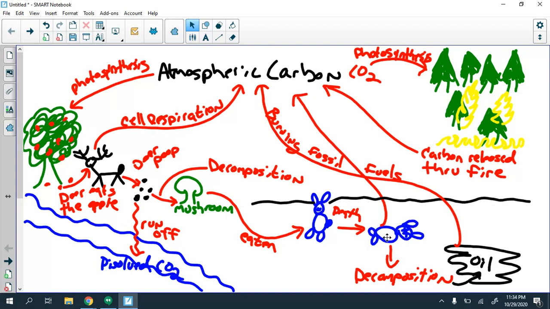The rabbit dies. When millions and millions of animals die over millions and millions of years, through the process of decomposition and liquefaction, it can become oil. We then extract that oil out of the ground, and then we burn that in our factories, in our cars, and that ends up as fossil fuel. Some of this carbon here ends up through decomposition, going back into the atmosphere.